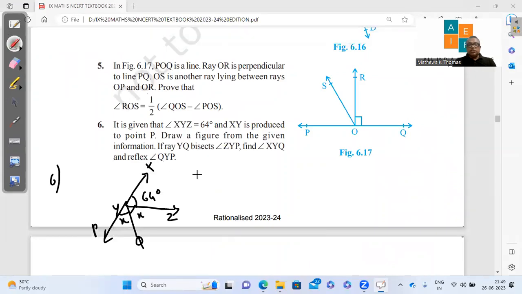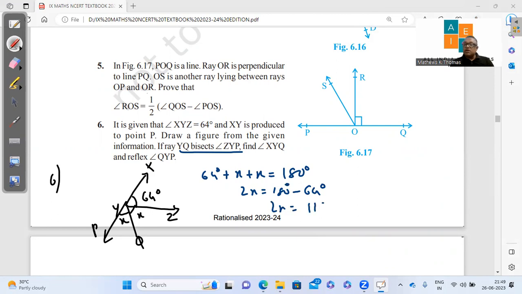Now, XYP is a straight line, so I can use that angles on a straight line add up to 180. 64 plus 2x is 180. Why is this x and x? Because it is given that YQ bisects ZYP. So 2x is 180 minus 64. 2x is equal to 116 degrees. x will be 116 by 2, 58 degrees. So the value of x is 58.